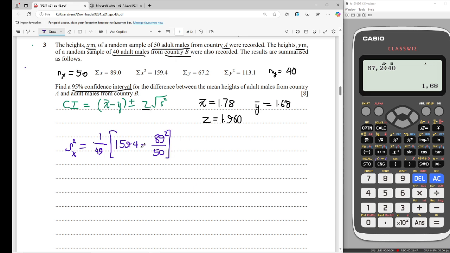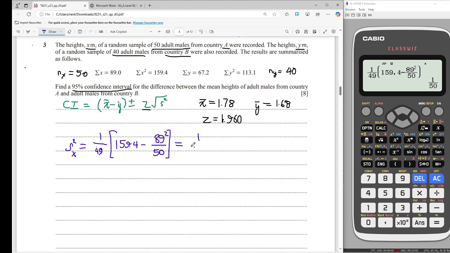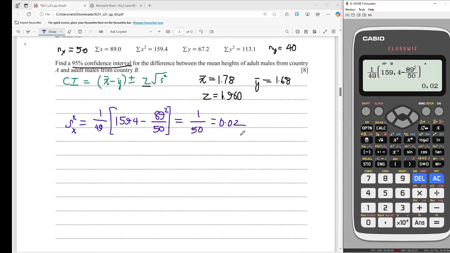Alright, which is equal to, now let's plug this into our calculator. 1 by 49, multiply this with 159.4 minus. Okay, so when I plugged in the values in the calculator, I'm getting a proper 1 by 50, which is quite convenient actually, so that our values become a bit more accurate in calculation. 1 by 50, which is equal to 0.02, if I'm not wrong. Yeah, it's 0.02. Okay, moving on, let's find S2 of y.